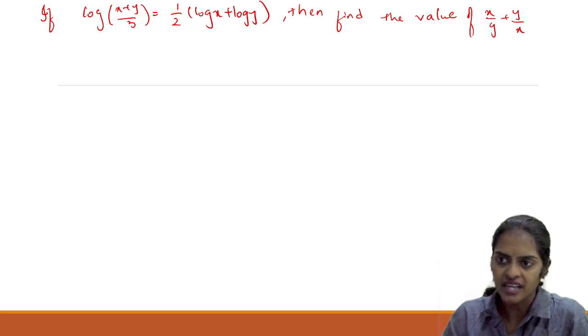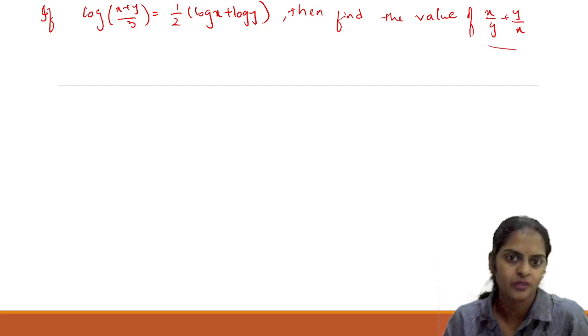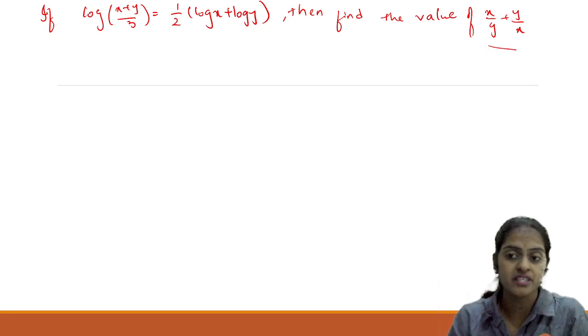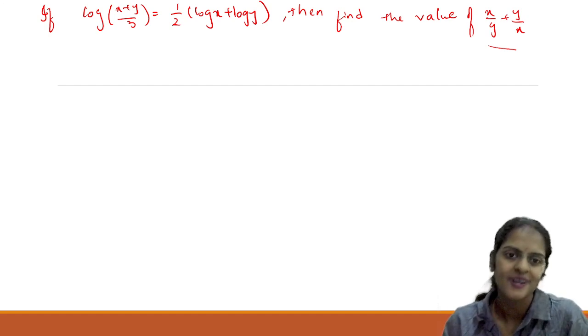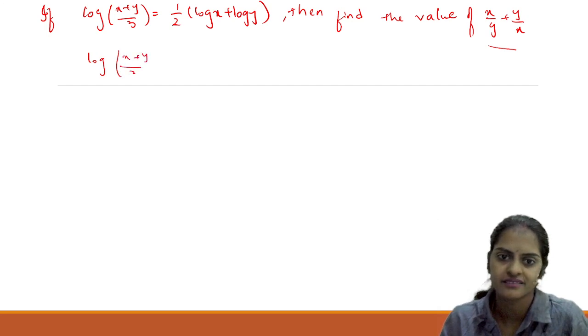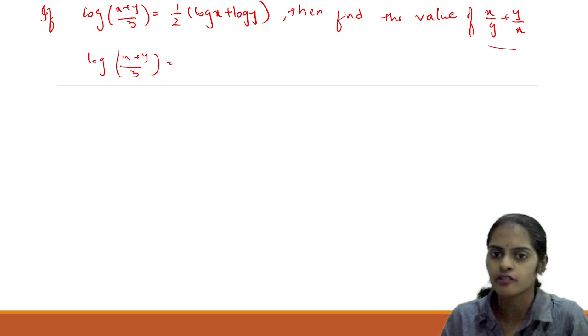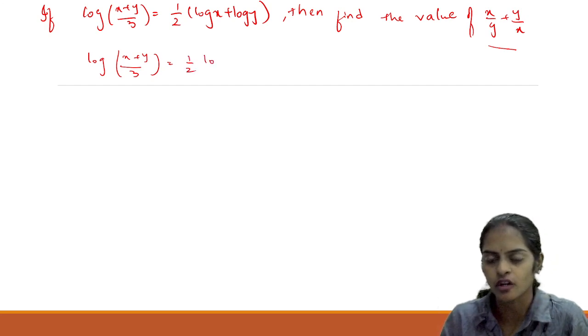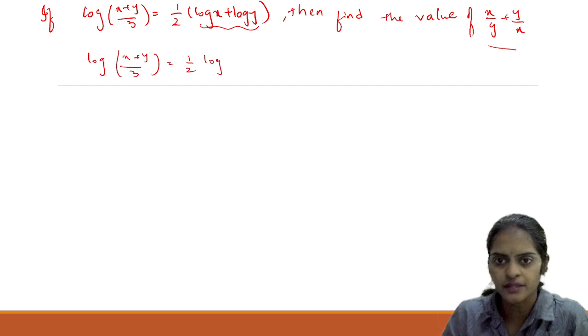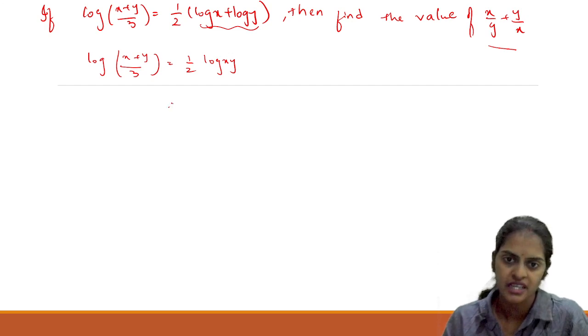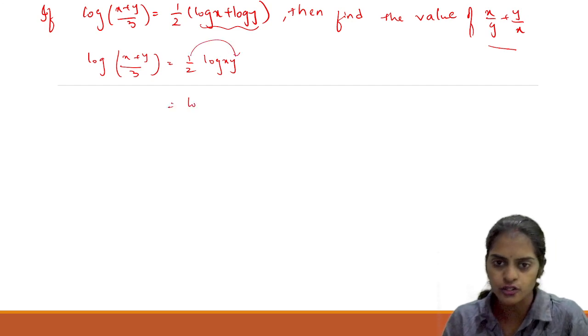So here you see we have to find the value of this. Okay. And you said, ma'am, you said in the previous question, whatever I have to prove, I'll get the answer. But here nothing is there. So you just take what is given to you. Equal to half log xy. Half log xy is nothing but half of log x plus log y. Now this half can go to the power. So you have log xy to the power half.